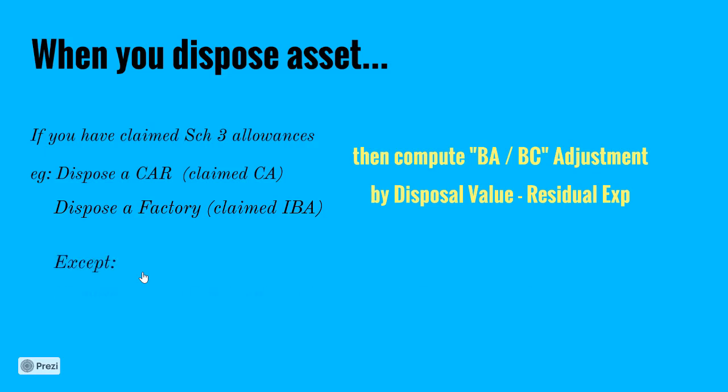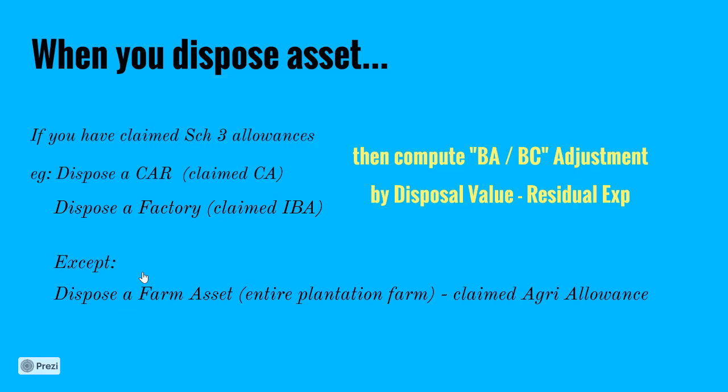Okay, but if you are talking about agriculture allowance, then there's a bit of an exception here. If you dispose of a farm, let's say you've disposed of an entire plantation farm and you've claimed agriculture allowance, we don't actually work out the BABC because for agriculture allowance, they don't have that formula. Rather, it says in the law that when you dispose of an agricultural asset within 5 years, then whatever agriculture allowances that you've claimed will become an agriculture charge. Now, this is what happens in the normal case.